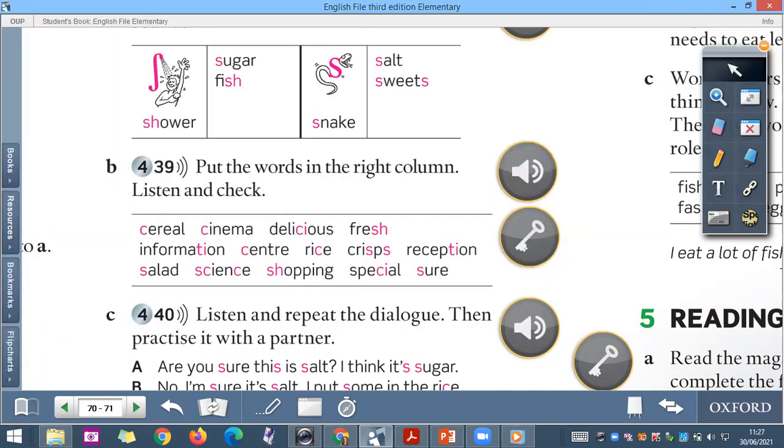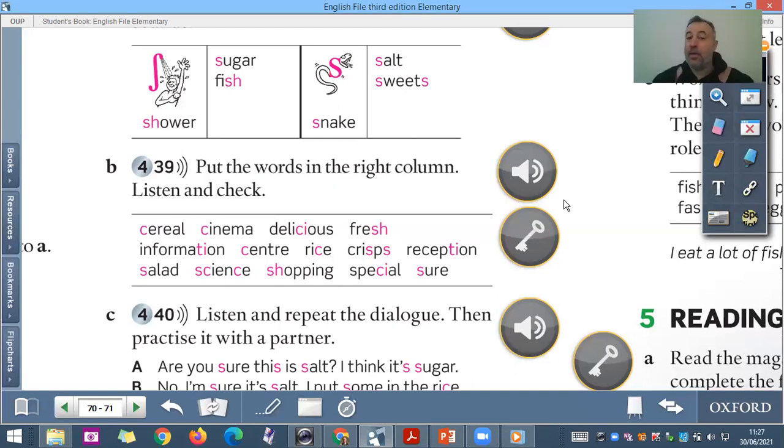Shower. Sugar. Fish. Delicious. Fresh. Information. Reception. Shopping. Special. Sure. Snake. Salt. Sweets. Cereal. Cinema. Center. Rice. Crisps. Salad. Science.